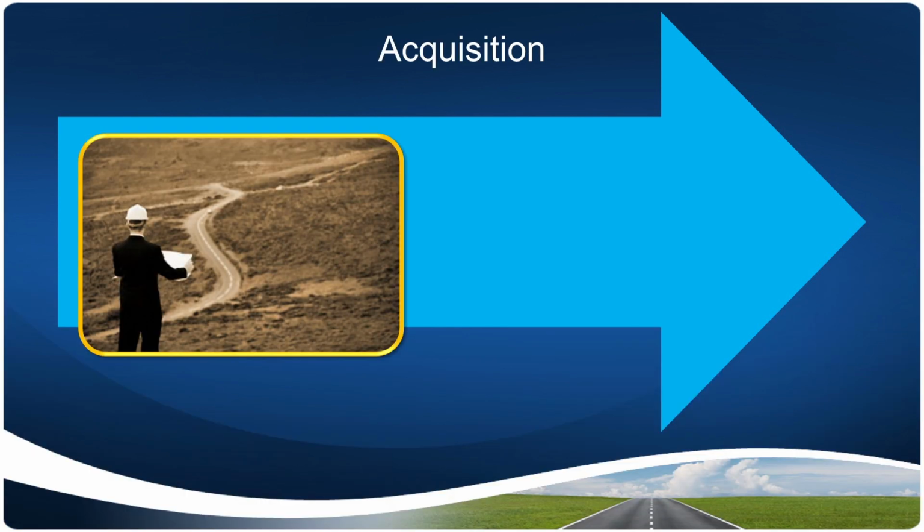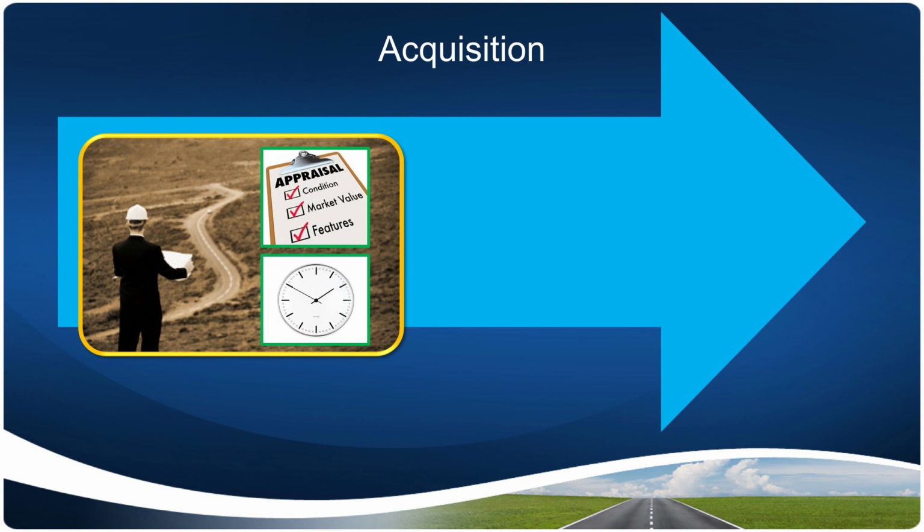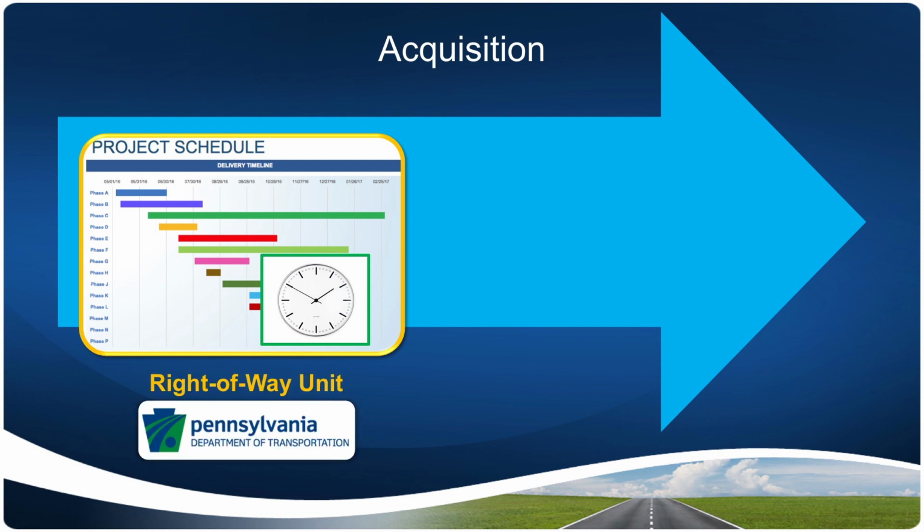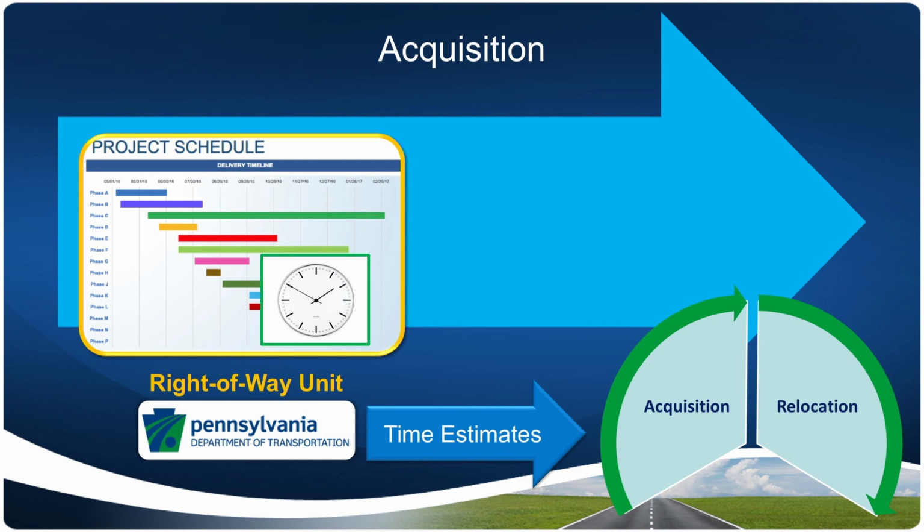The first step of acquisition requires a written appraisal and can be time-consuming. Appropriate time for the appraisal process must be carefully factored into the project schedule. The PennDOT District Right-of-Way Unit can provide estimates of the time needed to complete the acquisition relocation process for a project.